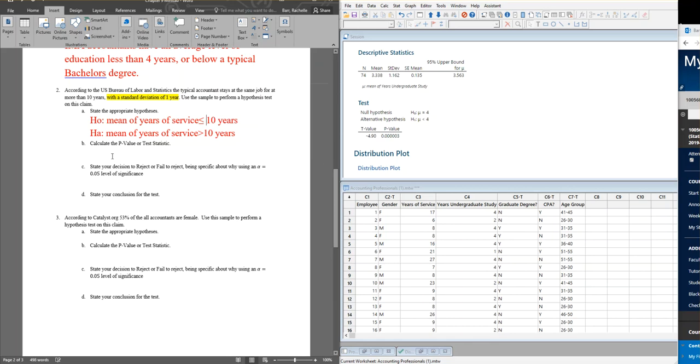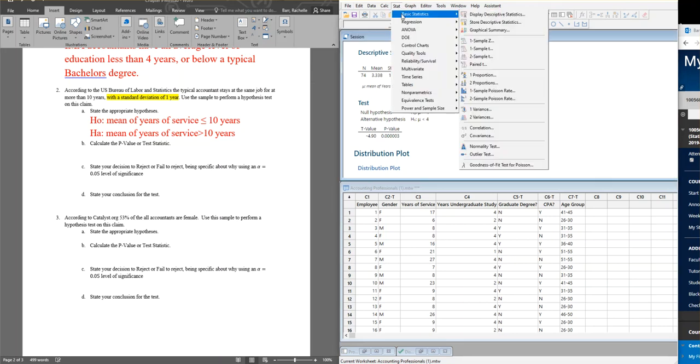So I don't know if this one's going to come out being a reject the H0. I'm thinking maybe, I don't know. I guess we're going to find out. Let's perform the test. Since I know the standard deviation, this is going to be a z. Let's go to Stat, Basic Statistics.